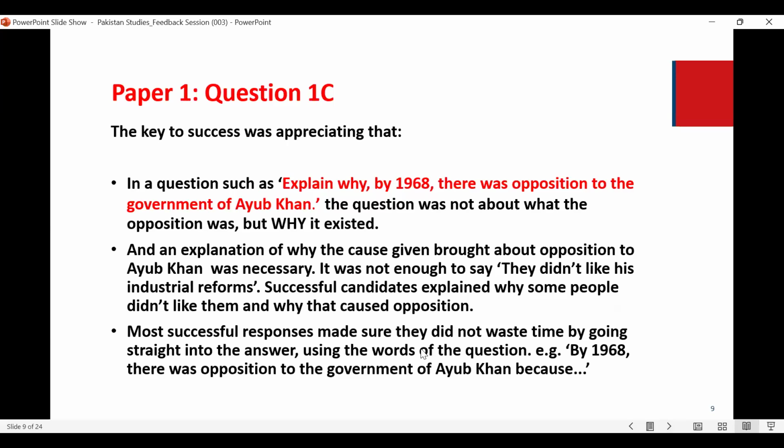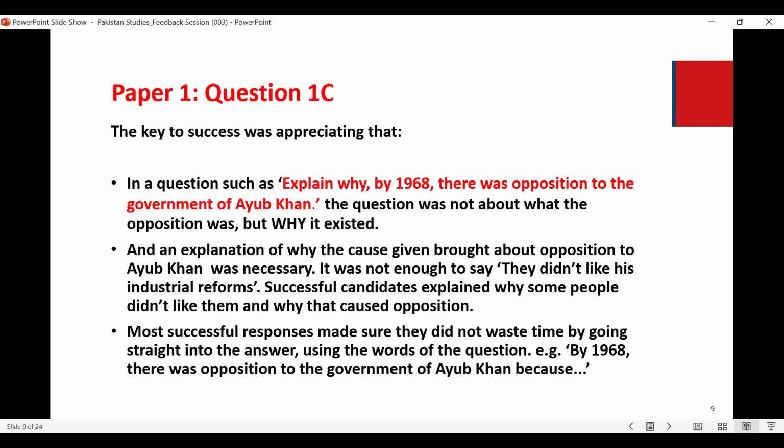So what do we expect? Well, the key to success is really appreciating that in a question like this, the question is not about what the opposition was, but why it existed. So it's reading the question really carefully and highlighting those key words, making sure they're very aware of what the examiner is going to be looking for. And an explanation of why the cause given brought about opposition is necessary.